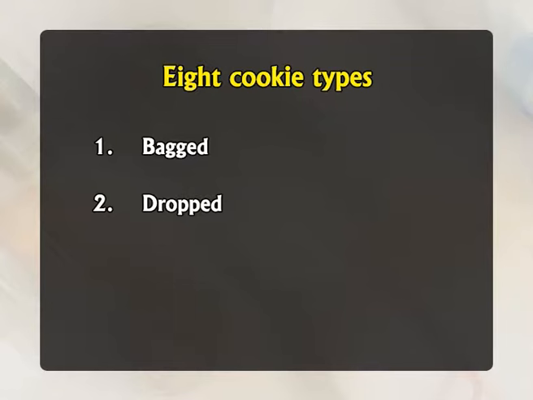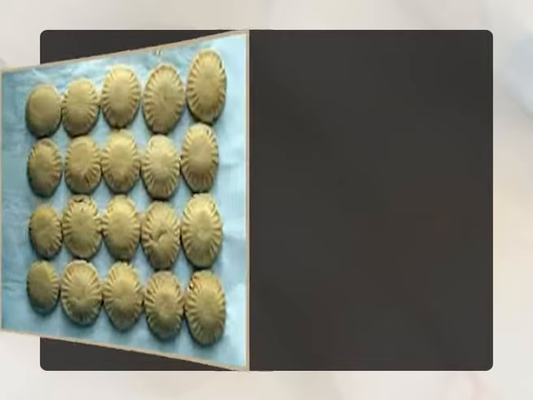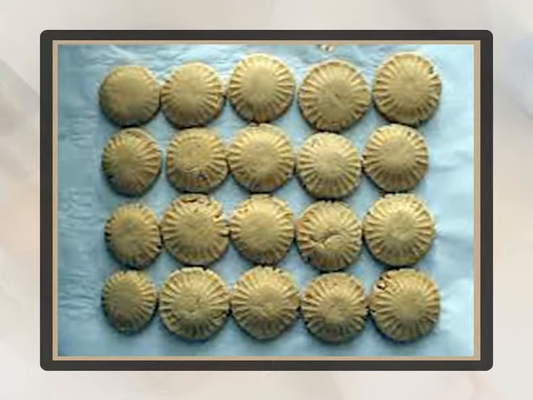second, dropped, number third, rolled, number fourth, molding, number fifth, icebox, number 6, bar, number 7, sheet, and number 8, stencil. Number first, bagged. Bagged or pressed cookies are made from soft doughs.